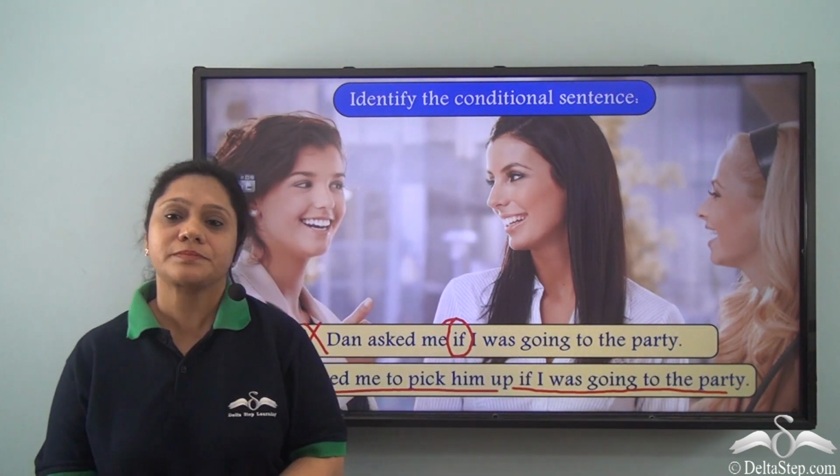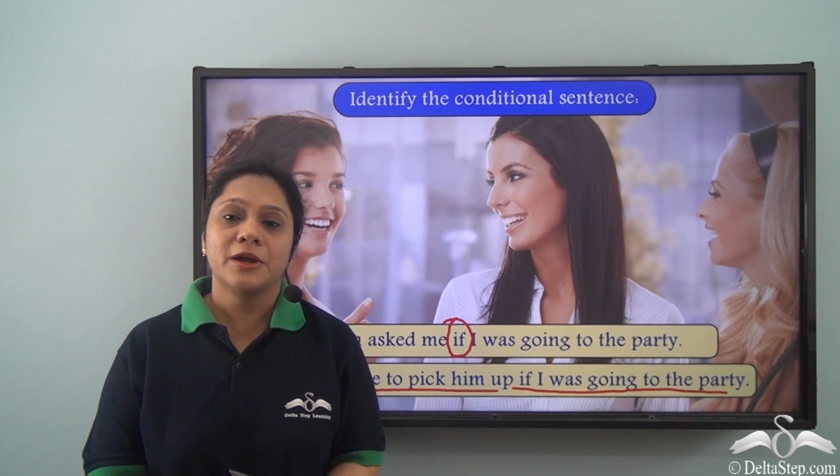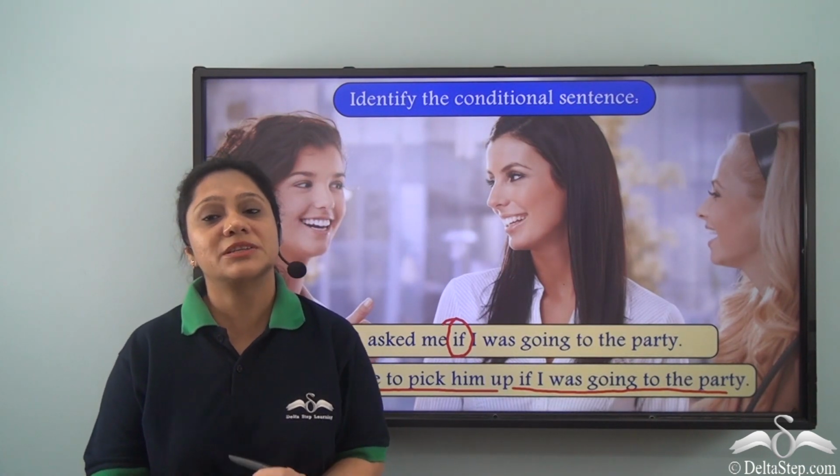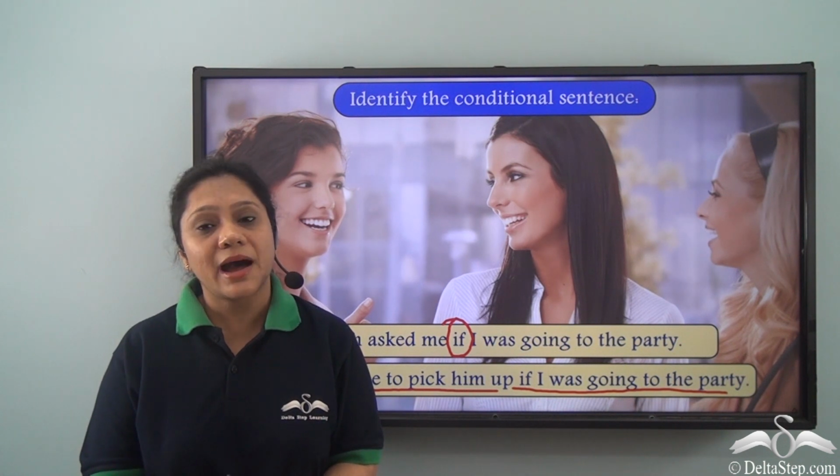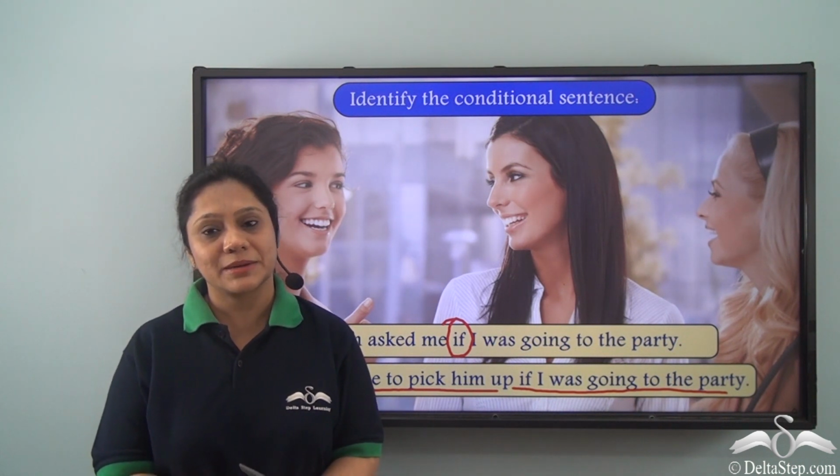So, what did we learn today? Today, we have learnt about conditional sentences, what they are and how you can recognize them.